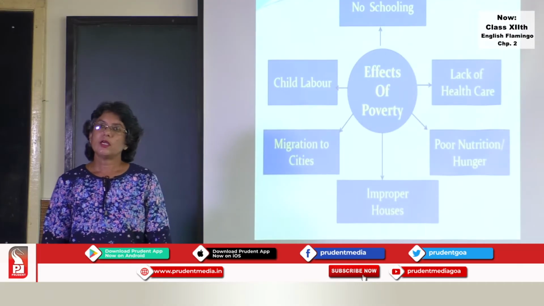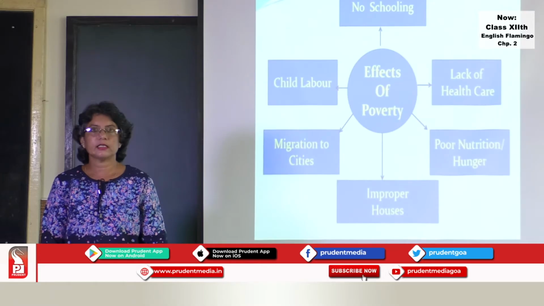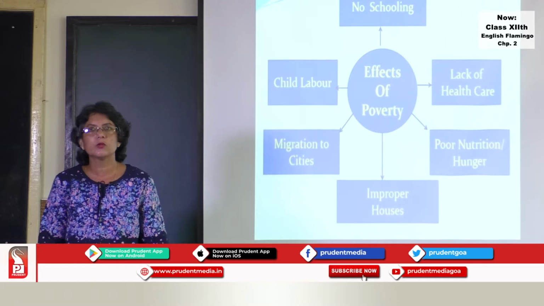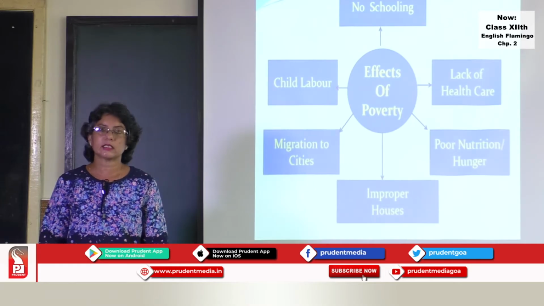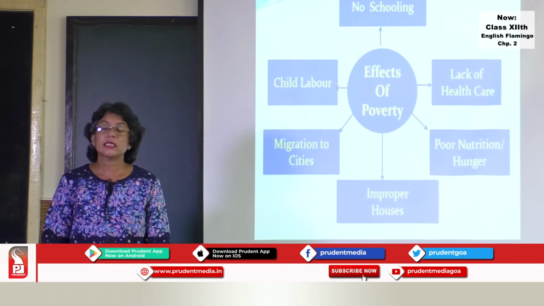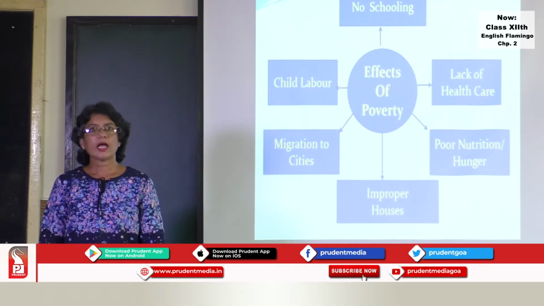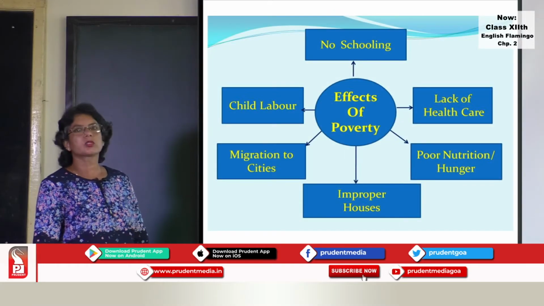Now, if we look at the problem over here, we find that there are several effects of poverty that can be noticed through the stories that we take up. This lesson is an excerpt from the book Lost Spring, and it contains several stories. It's a collection of stories. And we can notice visibly the effects of poverty. As a result of children being poor, you can notice that there is no schooling.